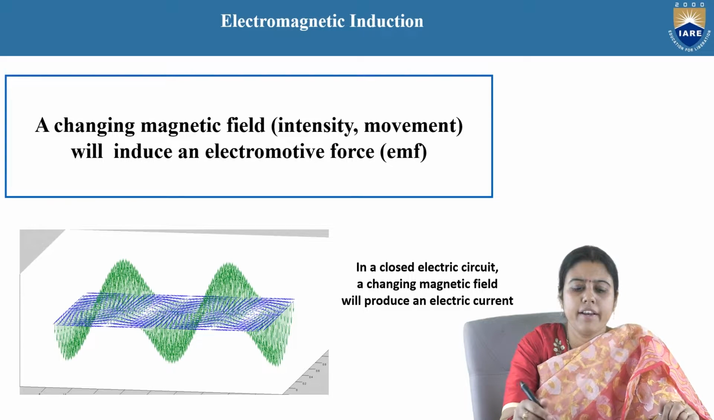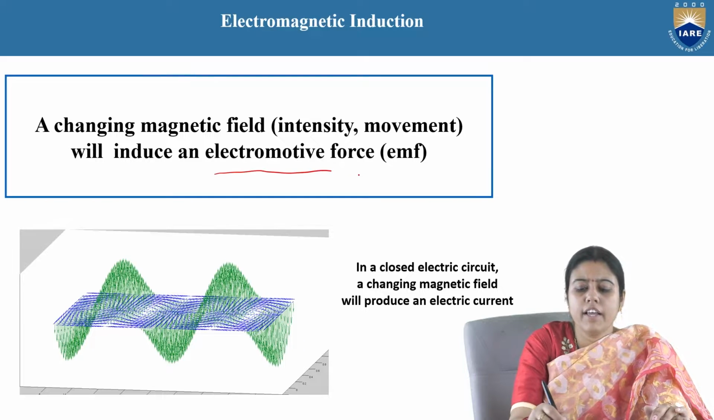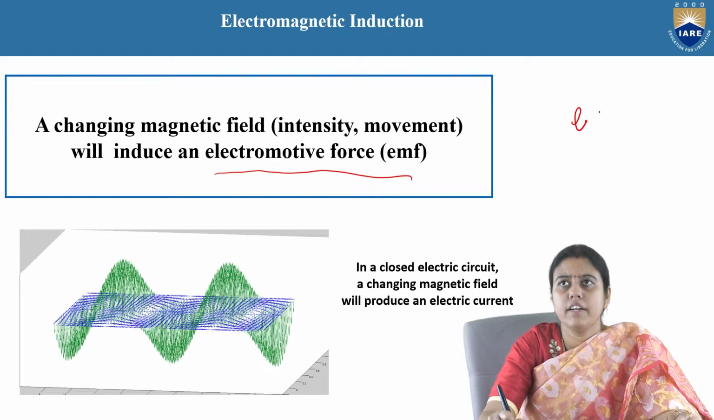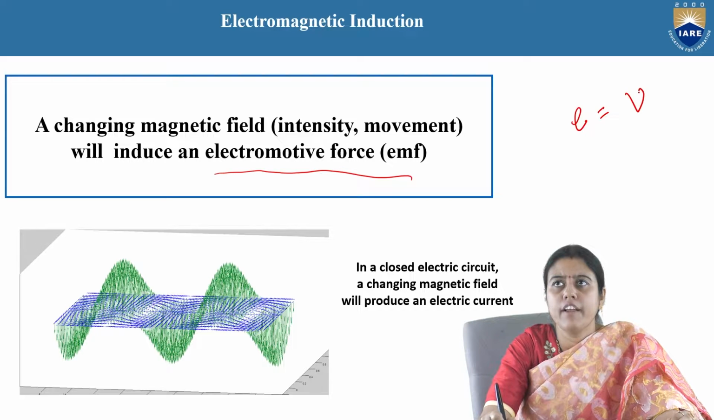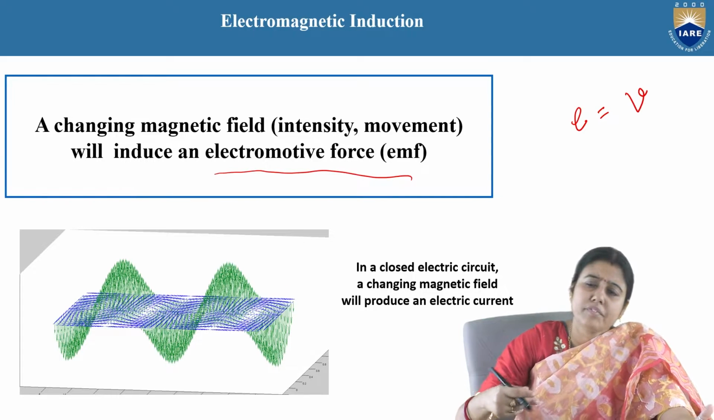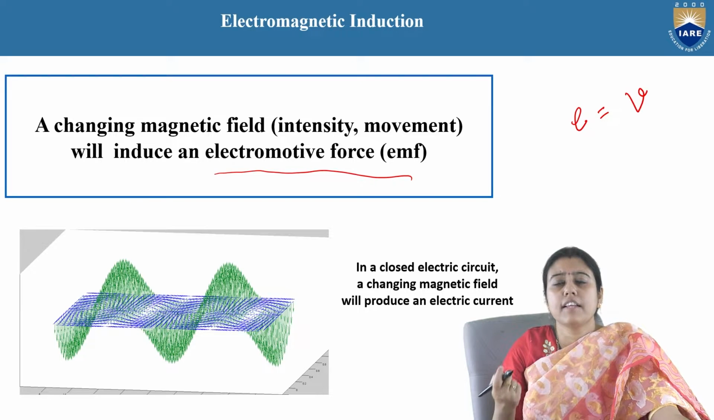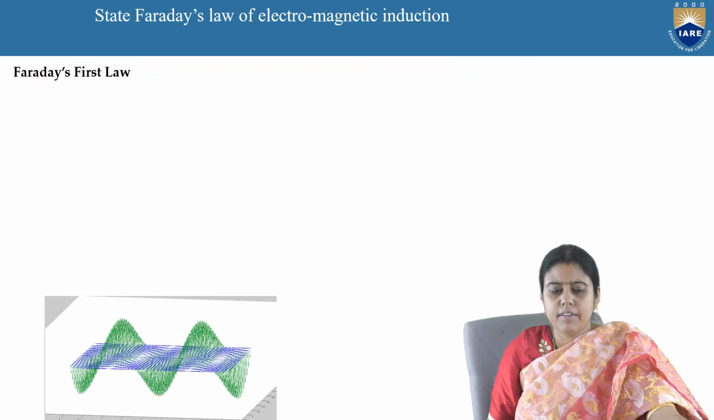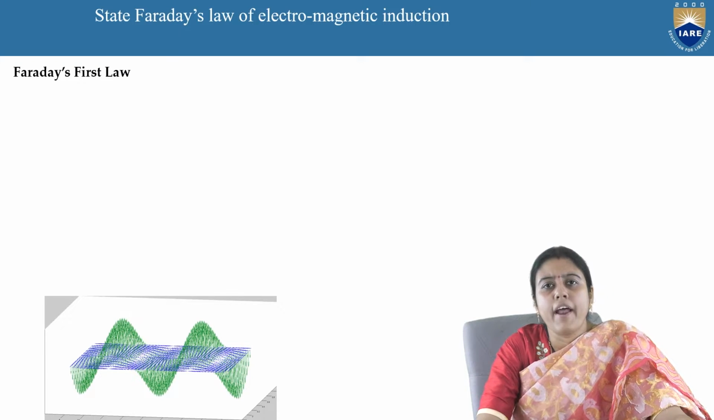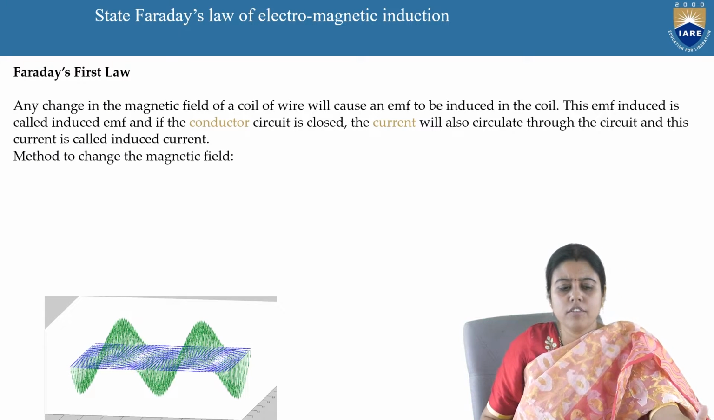So a changing magnetic field will induce an electromotive force. This is called the electromotive force. We generally write it as E, and mathematically it is similar to the voltage V. So if the circuit is closed, due to the electromotive force the electrons will start to move in the closed path, and as a result the current will start in the path. Based on this, Faraday has given three laws. What is Faraday's first law?